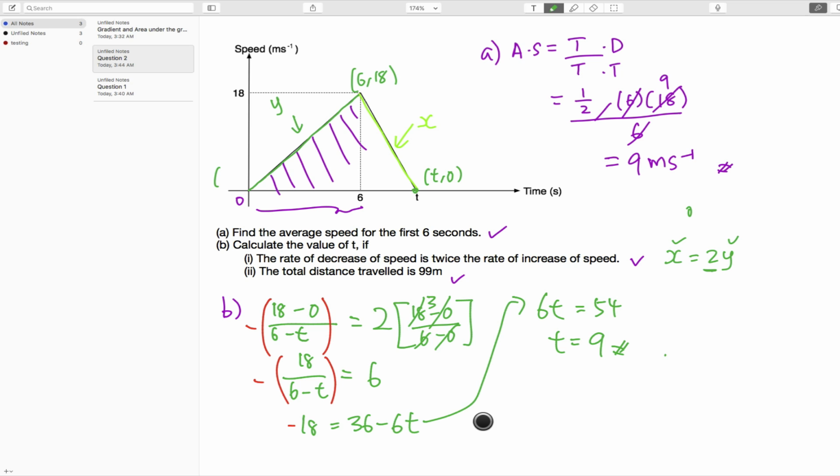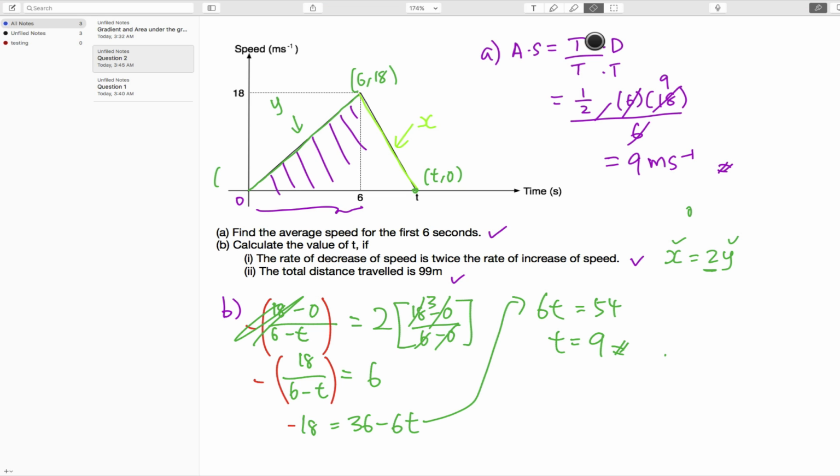Because if you didn't add the negative, you might get a t value smaller than 6. You can see moving the 6t gives 18, but then t is actually 3, and you might get this question wrong. So this is something you should pay attention to. And the second one is quite simple. The total distance traveled is 99 meters, and you want to get t.